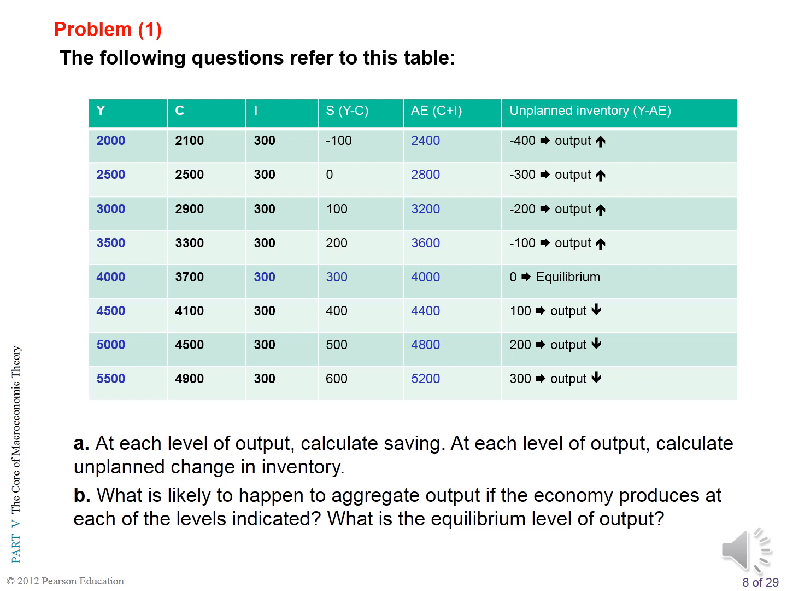B. What is likely to happen to aggregate output if the economy produces at each of the levels indicated? ده اللي احنا قلناه الاوتبوت هيجرى له ايه. Okay, what is the equilibrium output? قلنا at level of $4,000, or if the output equal 4,000. Okay.